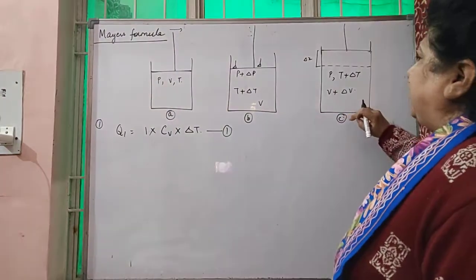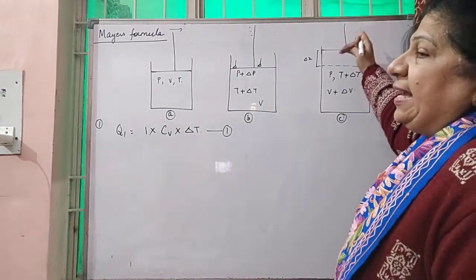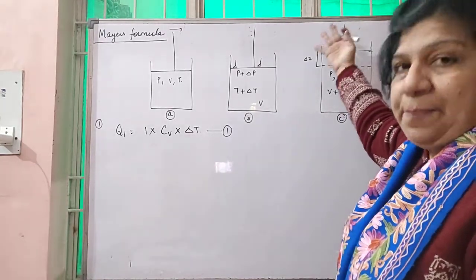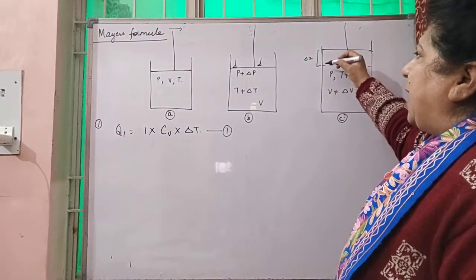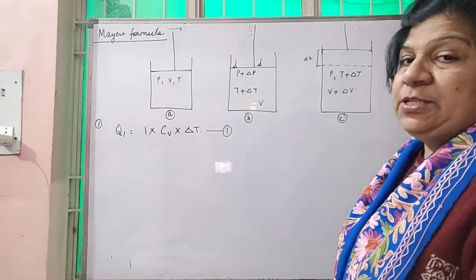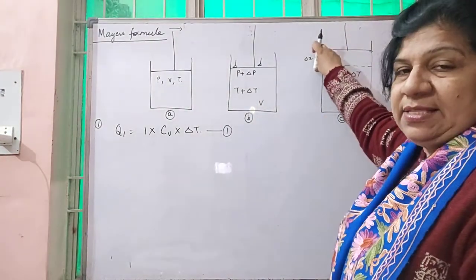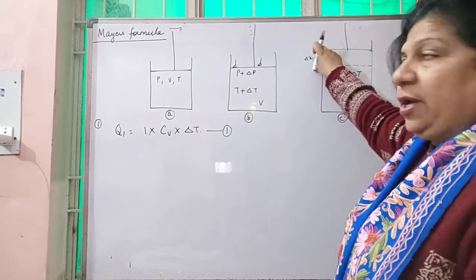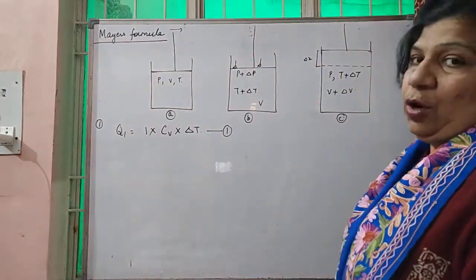So after a certain time, this piston rises up, working against the external pressure. There is pressure from above as well, so it is working against the external pressure, and it has come from its original position and been displaced by delta X. This amount of displacement is there in the piston. Keeping the pressure constant, temperature is changing and the volume is changing.